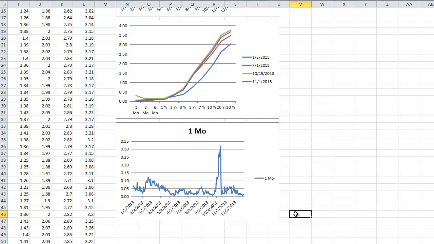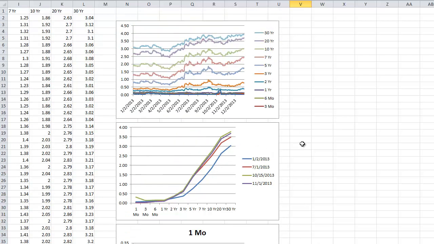So just another way that we can look at the same information we were previously talking about, in this case from the federal government's standpoint itself.